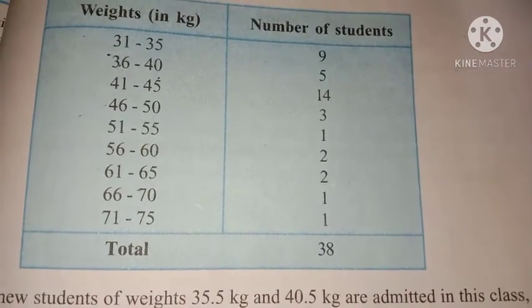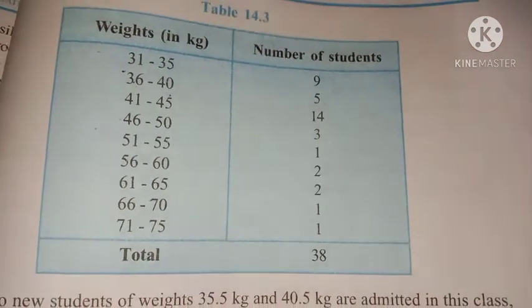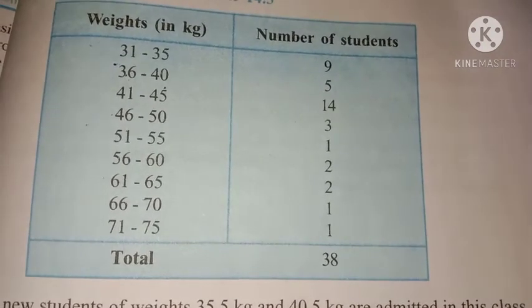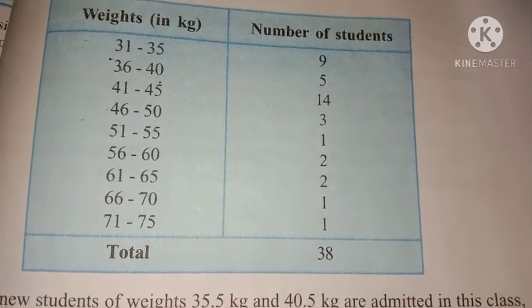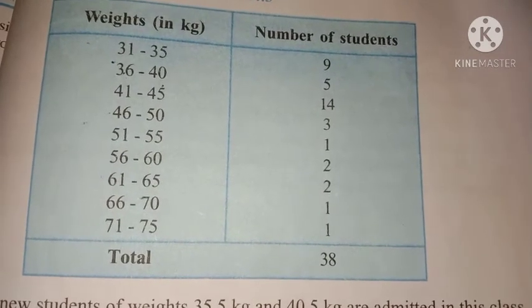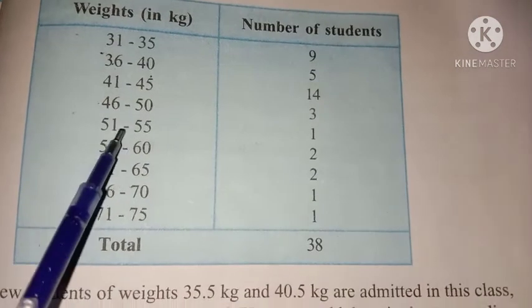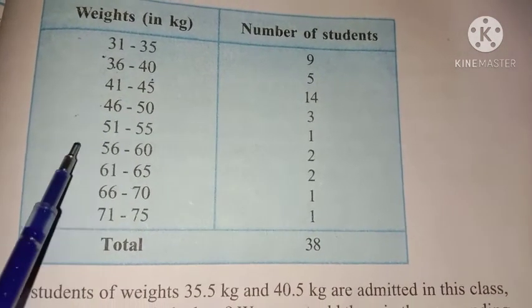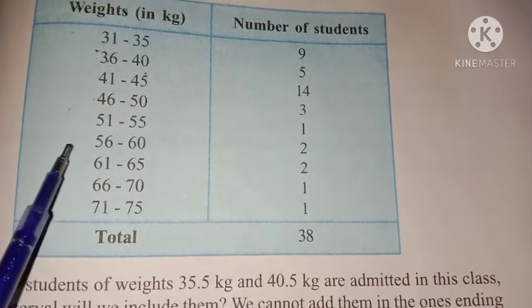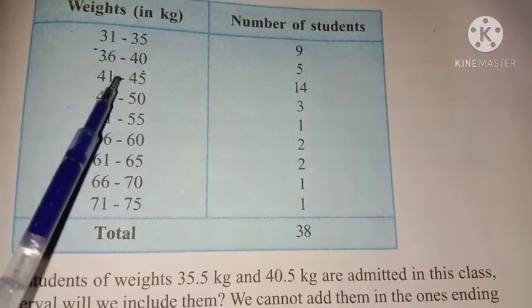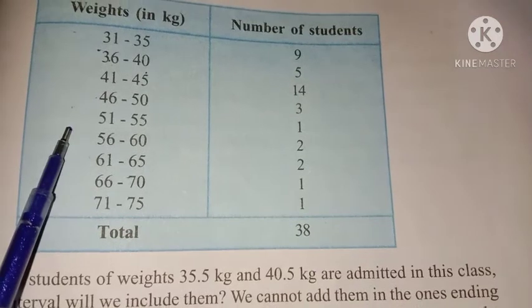We cannot add them in the classes ending with 35 or 40, or in the following ones. Okay, it is not possible. This is because there are gaps between the upper and lower limits of consecutive intervals. So we need to consider this class in another form.